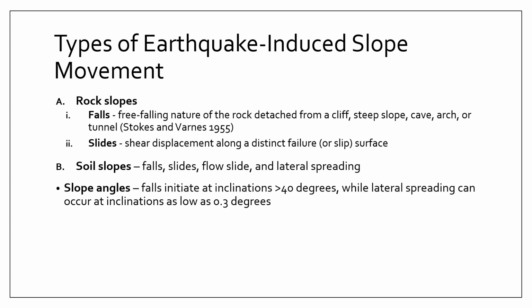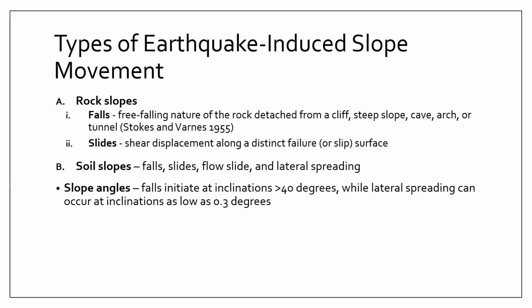Now, for soil slopes, the failures can include falls, slides, flow slides, and lateral spreading, as discussed previously. And note that different types of slope movement can initiate at a wide variety of slope angles. Right? So at this point, I would like to emphasize that slope failure hazards are poorly represented by slope angles.